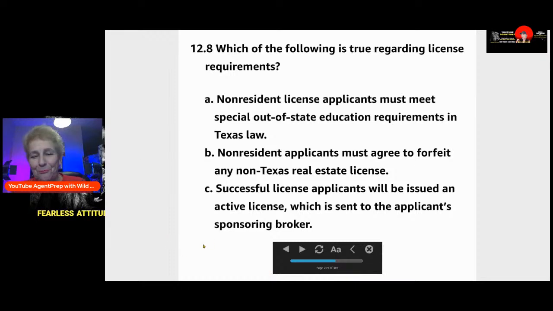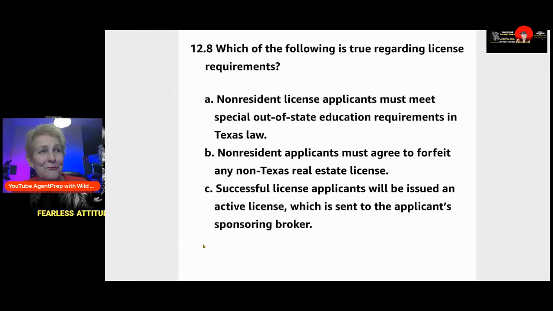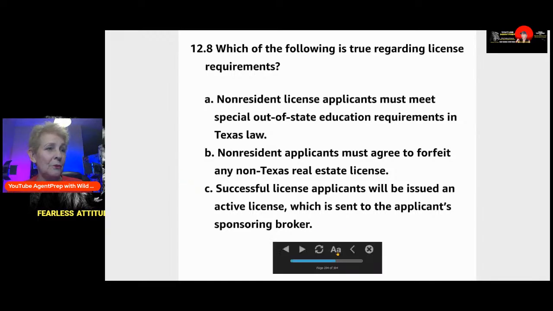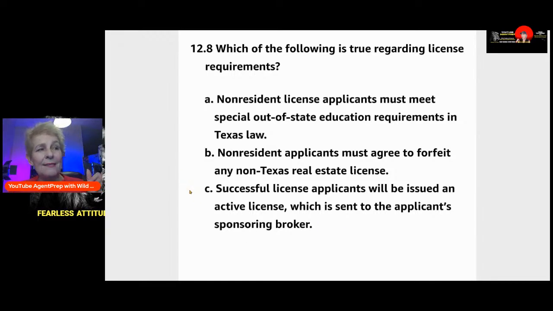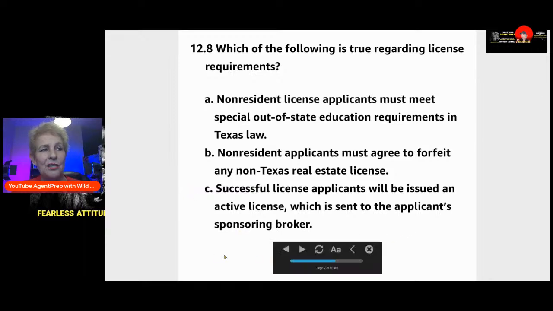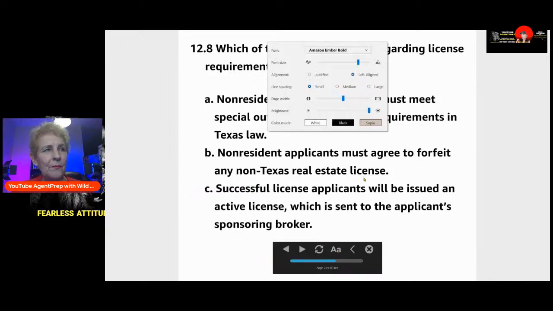Okay, number 8. Which of the following is true regarding license requirements? A, non-resident license applicants must meet special out-of-state education requirements in Texas law. B, non-resident applicants must agree to forfeit any non-Texas real estate license. Oh, doesn't show all of it. C, successful license applicants will be issued an active license, which is sent to the applicant's sponsor and broker.